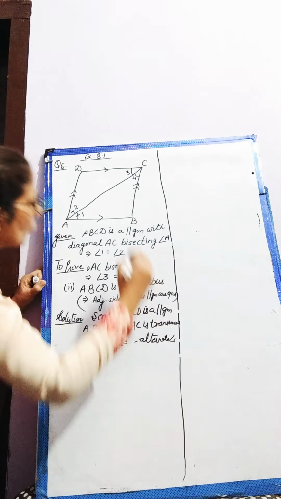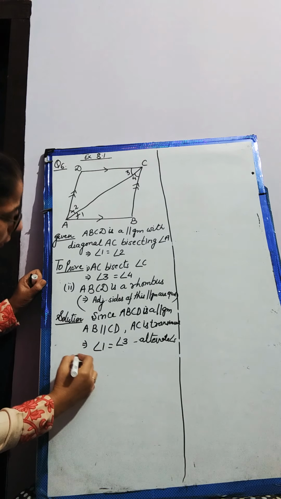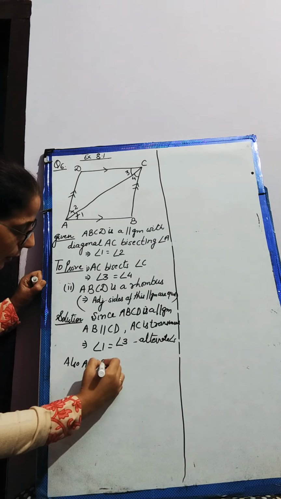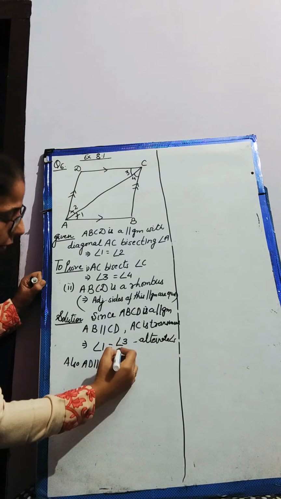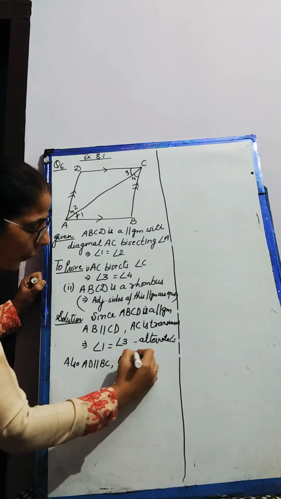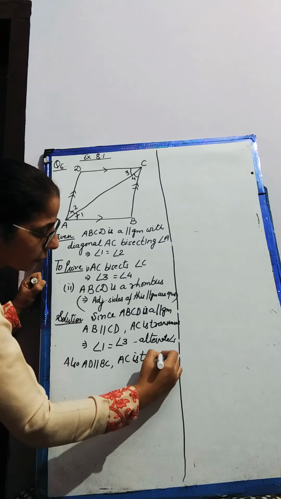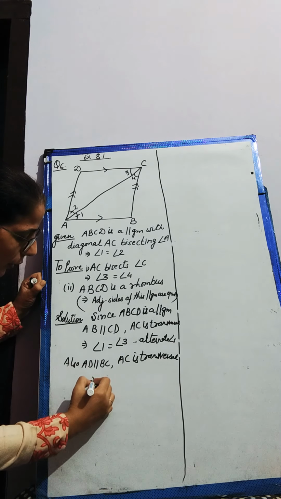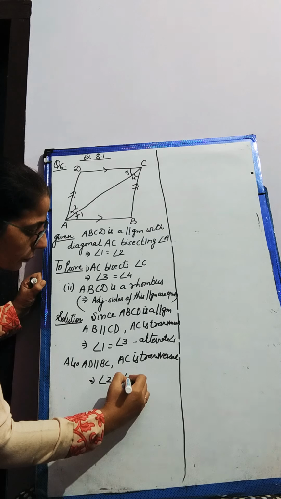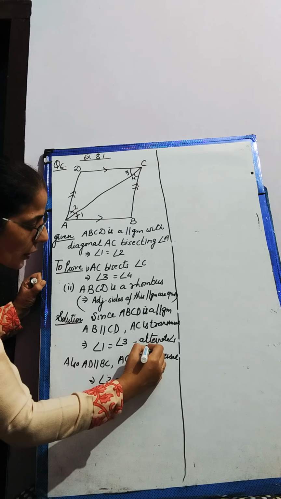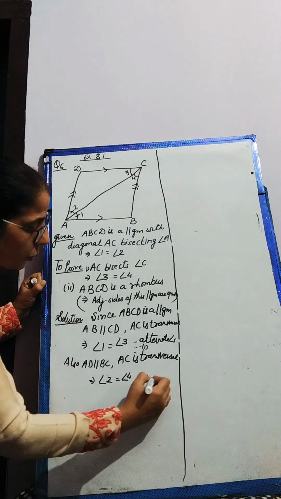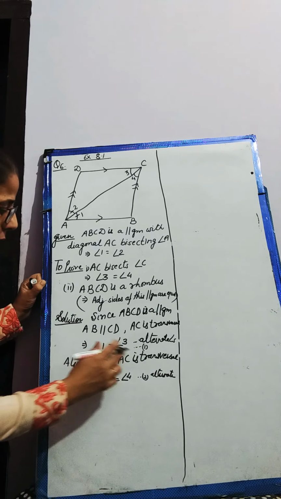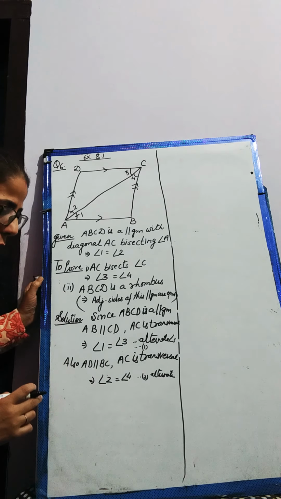Similarly, we can say AD is parallel to BC. Again, AC is the transversal. So angle 2 will be equal to angle 4. This is equation 1, this is equation 2. The reason is the same, alternate angles. It means angle 1 is equal to angle 3, and angle 2 is equal to angle 4.